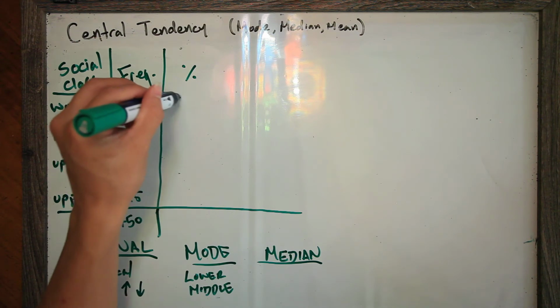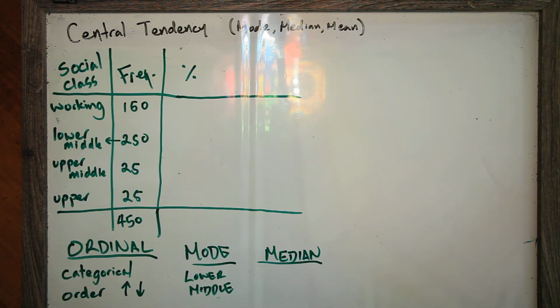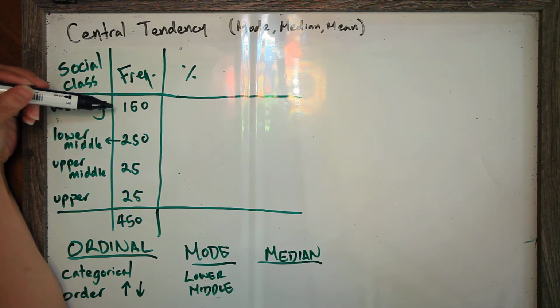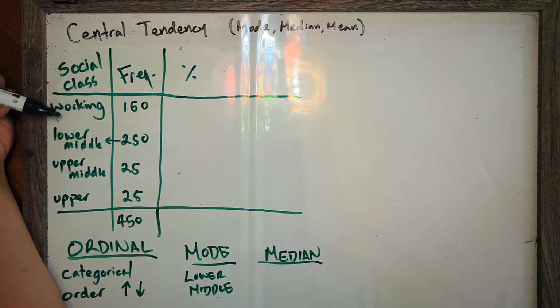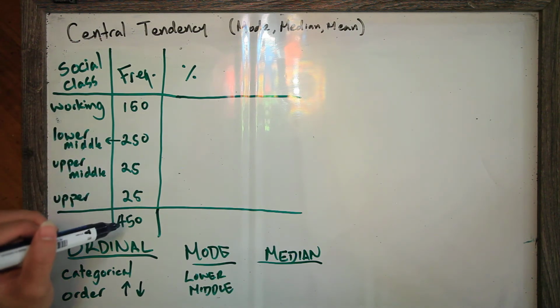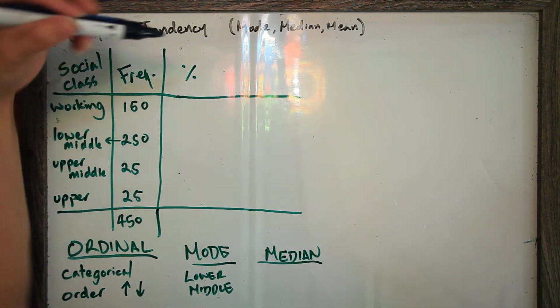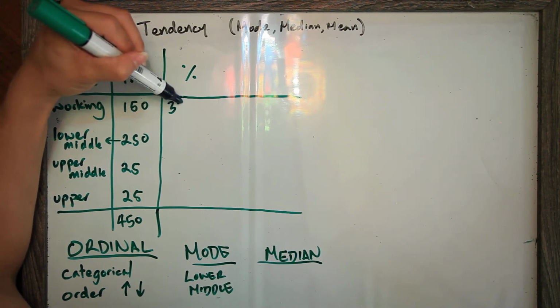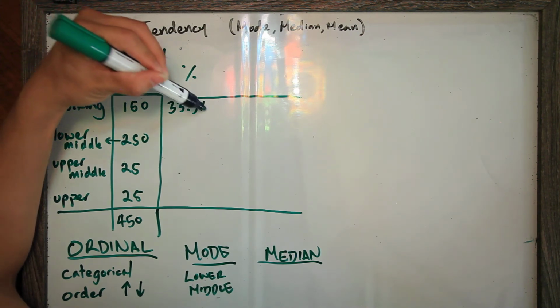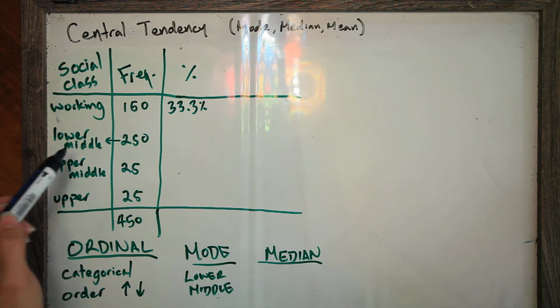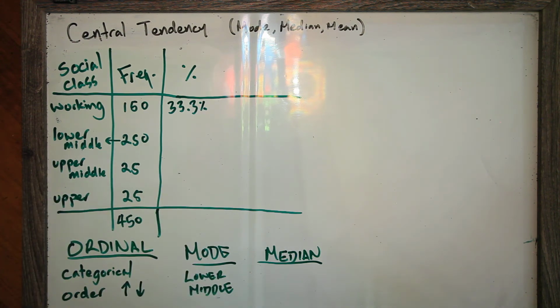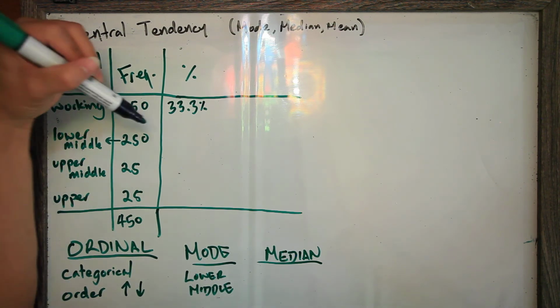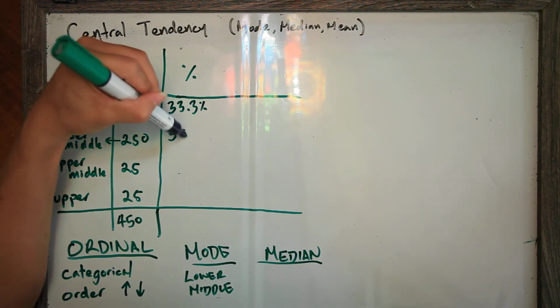Now we can find percentages. So to find the percentage for working class people in our data set, we do 150, which is the frequency of working class people, divided by the total number of people, which is 450. That's 33.3%. Okay, to find the percentage of lower middle class people, we would do 250 divided by 450, and that's 55.6%.